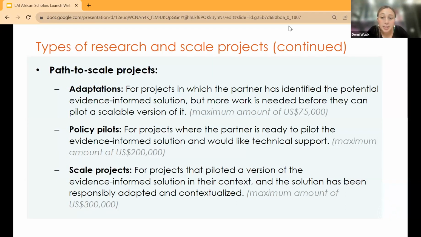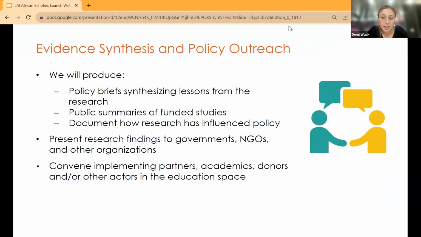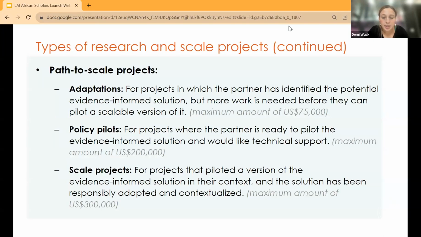So the activities that are involved in these grants, I won't go into each of them specifically, but they involve both research and technical support. And the most important thing here is that these grants are focused on projects where there's a solid foundation of existing evidence. And with that, they're based in a previous randomized evaluation. So if you have any specific questions about these grants, don't hesitate to reach out to LAI.